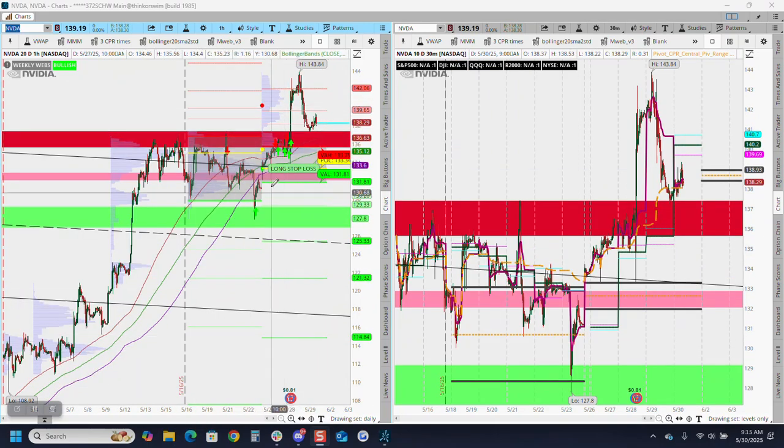NVIDIA just had earnings, came back and tested critical support this morning. So you do not want to be taking it short unless we lose pre-market lows. We lose pre-market lows, then we start looking towards the short side on NVIDIA.